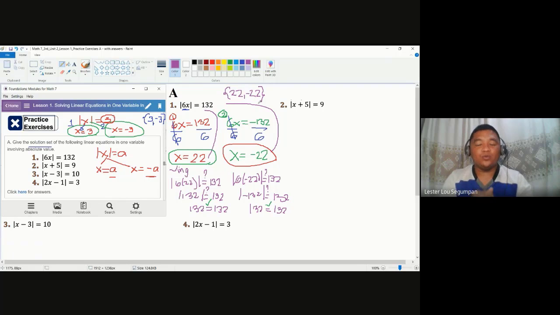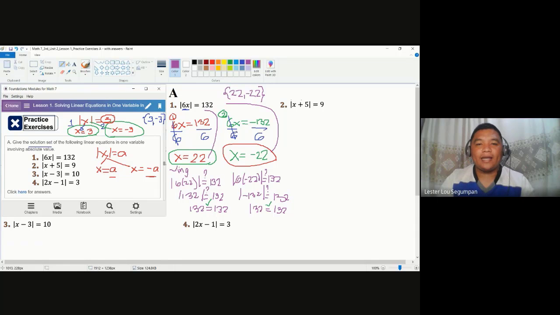We have two solutions. When we talked about linear equations in one variable in the previous grading, we only had one solution. But when we talk about absolute value equations, the short term for linear equations in one variable involving absolute value, I might be using that most of the time, we have a maximum of two solutions. It is brought about by the fact that with absolute value, we may take the positive and we may take the negative.